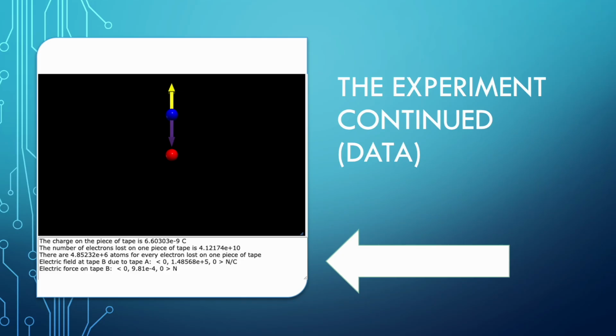And so here's the data that was produced. We have the charge of the tape. We have the number of electrons lost on the tape. We have the number of atoms for every electron lost. We have the electric field at tape B due to tape A. And we have the electric force on tape B.